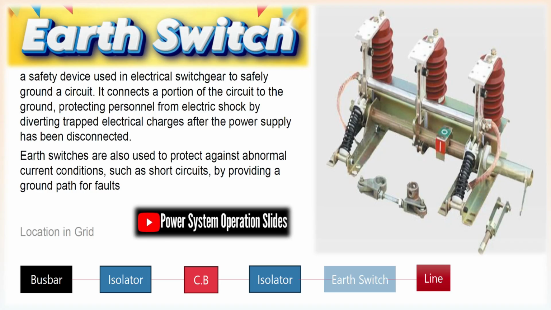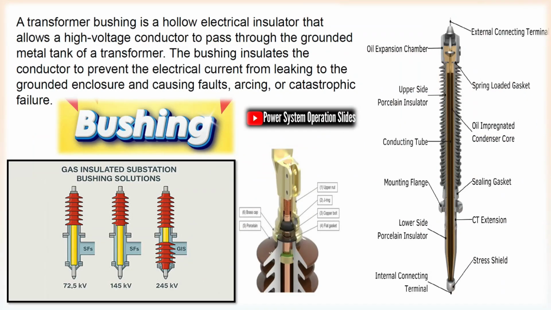WTI and OTI. WTI measures transformer winding temperature, while OTI monitors oil temperature. Both indicators trigger alarms and cooling actions to maintain safe operating conditions. They are essential for thermal management of transformers.